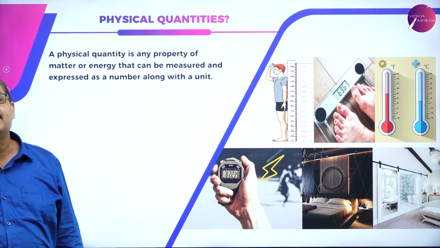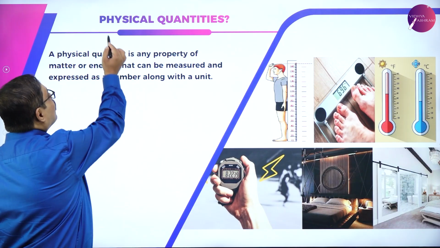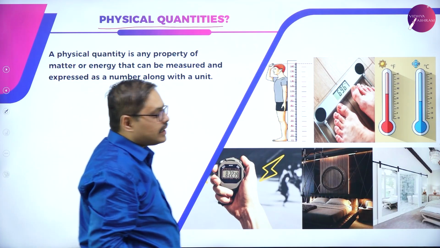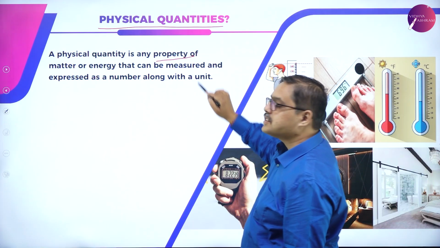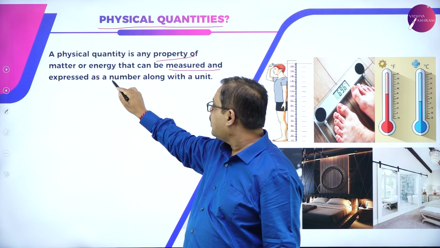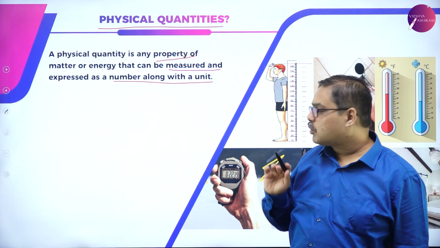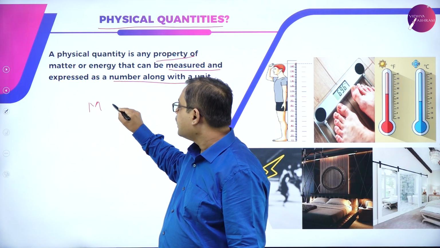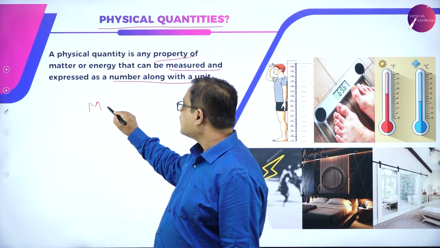What does quantity mean? Let us first try to understand what is a quantity, or rather what is a physical quantity. A physical quantity is any property of matter or energy that can be measured and expressed as a number along with a unit. In simpler words, a physical quantity is anything that can be measured. Okay? Anything that can be measured can be called a physical quantity.